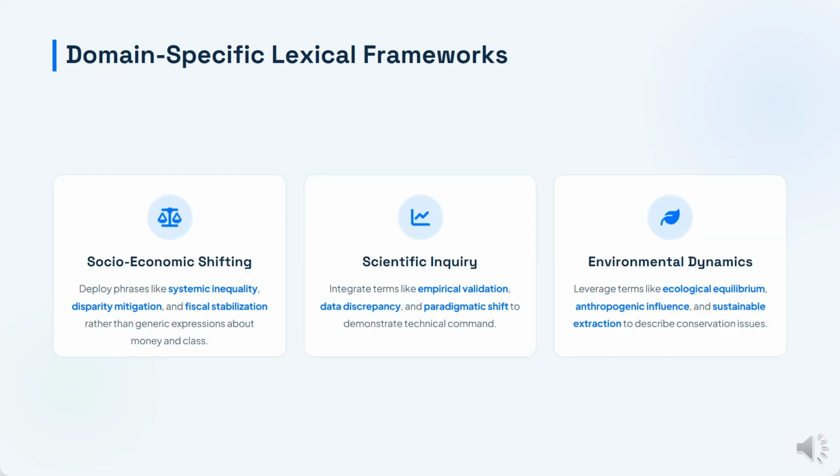For adding versatility into your vocabulary, I have classified three domain-specific lexical frameworks. There is socio-economic shifting, then there's scientific inquiry, and environmental dynamics. For socio-economic shifting, there are phrases that describe systematic inequality, disparity mitigation. Mitigation means reduction or lessening the effect. Fiscal stabilization, rather than generic expressions about money or class.